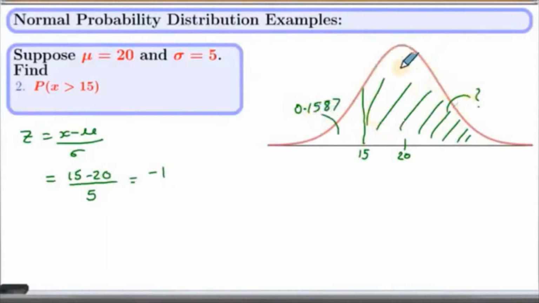So basically we are looking at this area, but from the table we got this area here. So what we need to do is we subtract this value from 1. So subtracting that from 1, we get 1 minus 0.1587 is 0.8413. So this is equal to 0.8413. Now let me show you how to find this probability using calculator.